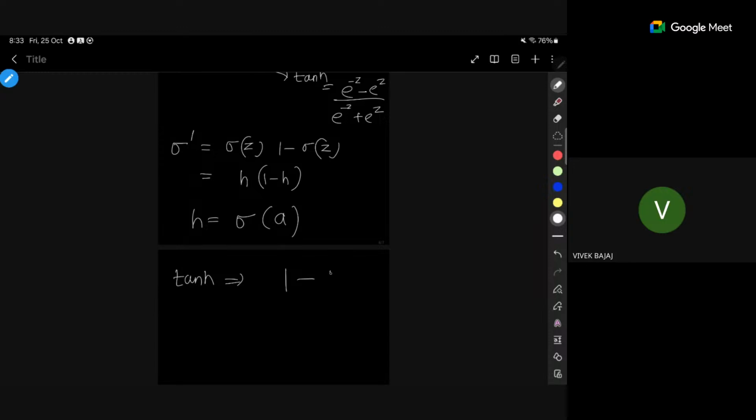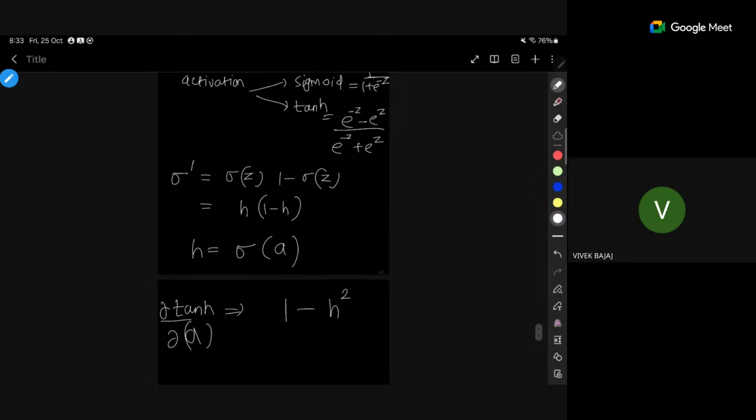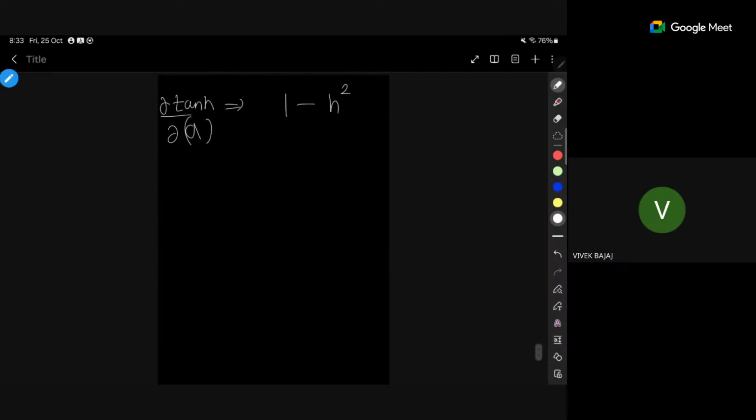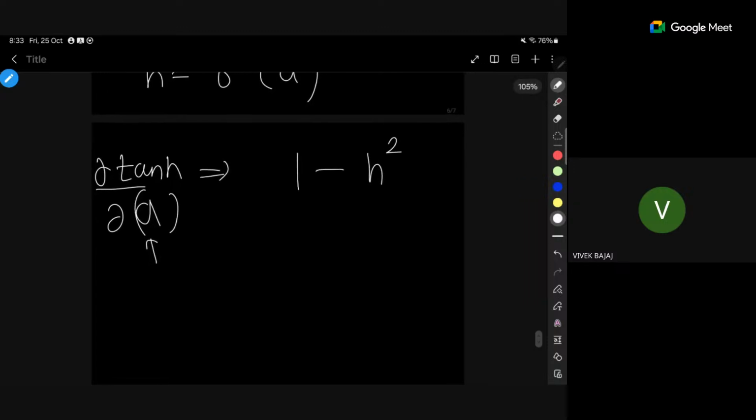You can call it, let's say, h square, so 1 minus h square. That's how you'll get the derivative of tanh with respect to the pre-activation. Sorry, pre-activation, both with respect to A, which is the pre-activation. Both are derivatives with respect to pre-activation, and this is how you will get these values.